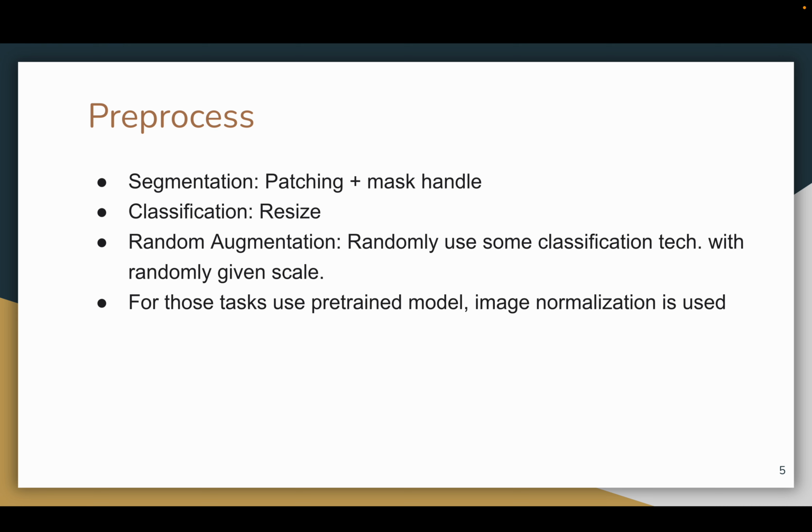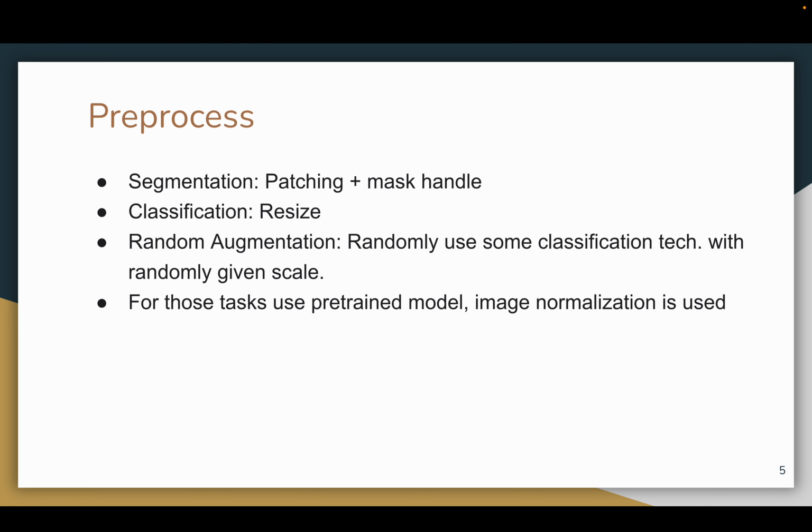In image preprocessing, we do the following things. For the segmentation, we patch each image into different images of size 224. And we also handle the mask. Since the mask is an image with labels from 0 to 9, but we only want to recognize where the gland is or not, we set all labels greater than 1 to be 1. And for classification, we simply do the resize.